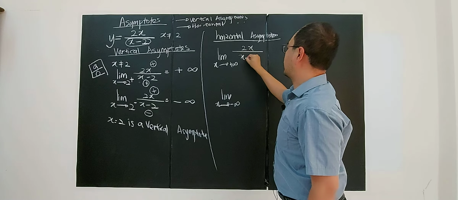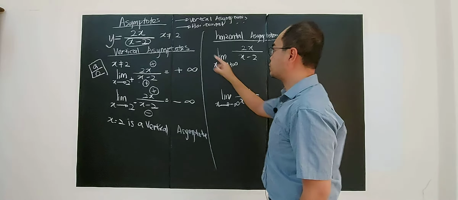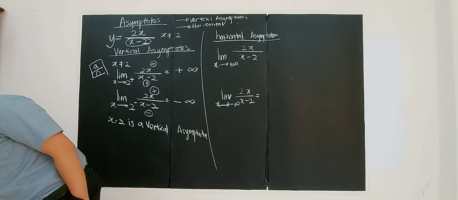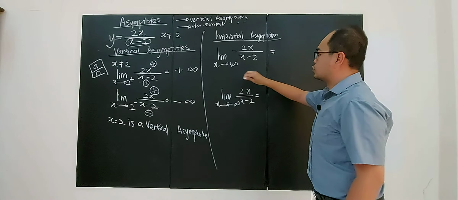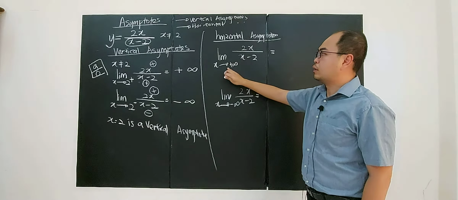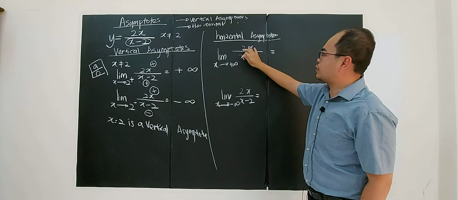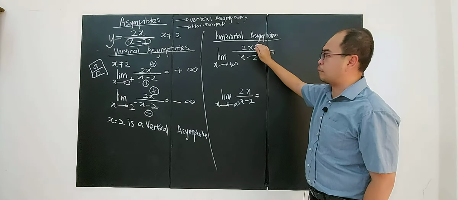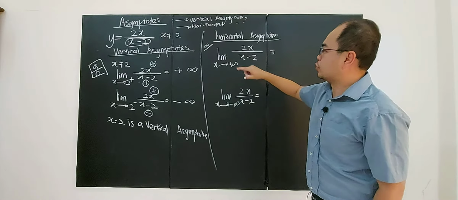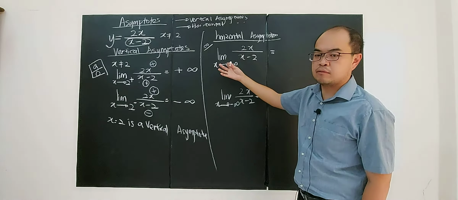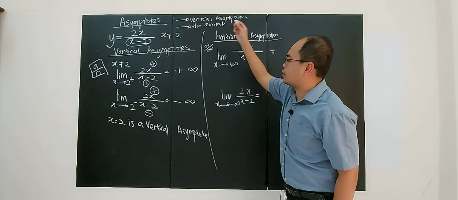2x over x minus 2. For this function, what will happen when the limit is at infinity? It's very simple. Because you put infinity in your mind, imagine you multiply 2 with a very big number, you are still getting infinity. So infinity minus 2, infinity is a very big number. If you minus 2, you're still getting an infinity number.